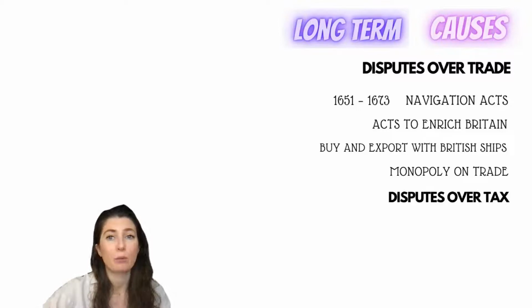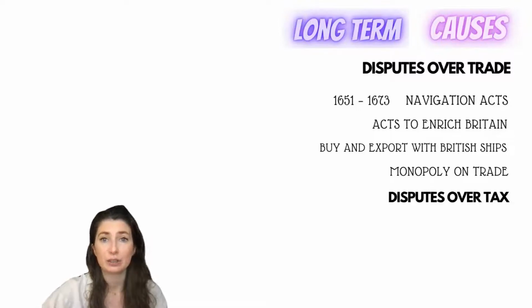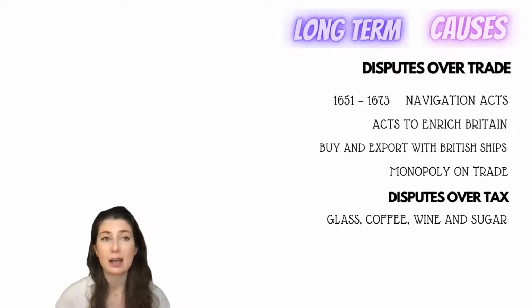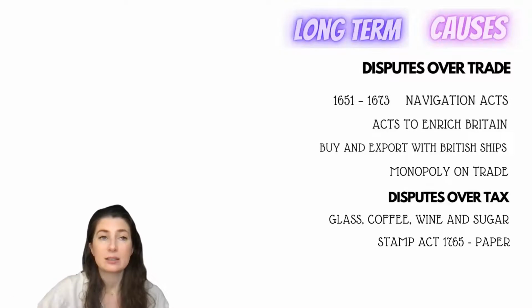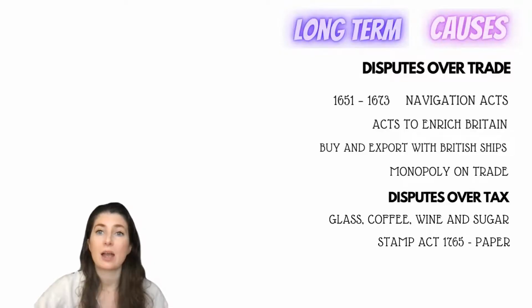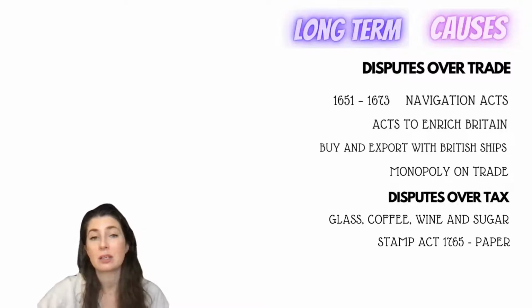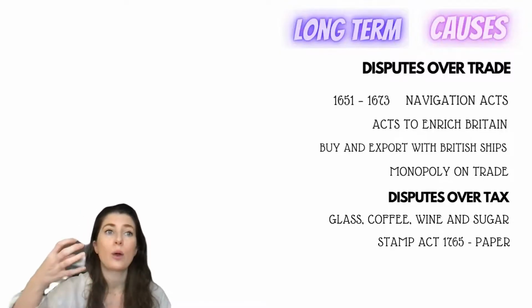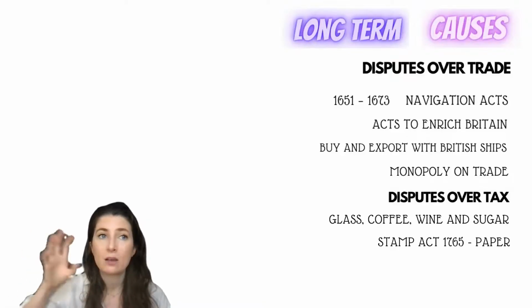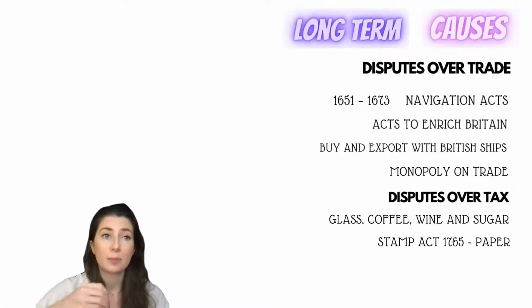Now, following on from that, we also have disputes over taxation. Goods had to be taxed in Britain before they could go to America, and there were very high taxes placed on things like glass, coffee, wine, and sugar. In 1765, we had the Stamp Act. This was an official tax on official paper. So any paper you needed for your wedding certificate or for your house permit, any of those official documents, you had to pay a premium simply for the tax on the paper it was printed on.